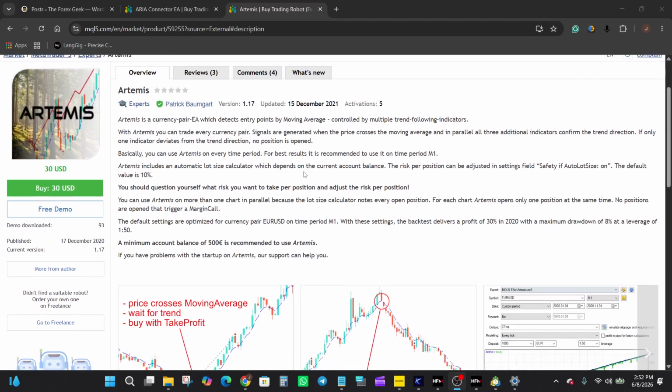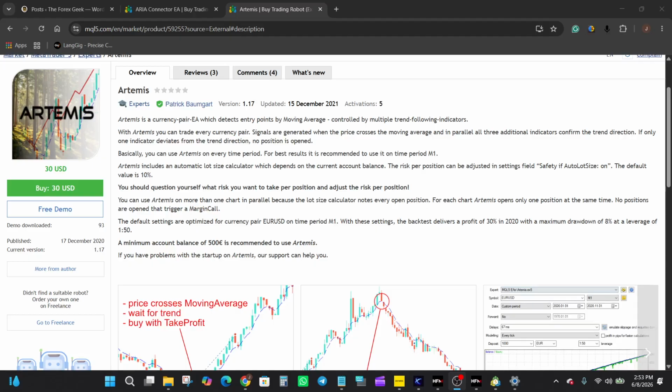Looking at the description, Artemis is a currency pair expert advisor that uses moving average based logic combined with multiple trend following indicators. The idea here is that entries are generated when price crosses a moving average, but only if additional indicators confirm the same direction. What is interesting is the confirmation requirement. The EA will only open a trade when all included indicators agree with the trend direction. If even one indicator is out of alignment, the trade is filtered out. So it is essentially a multi-confirmation system built around trend agreement.